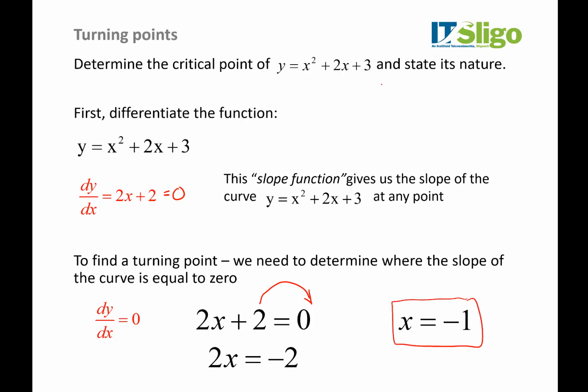So what this tells us, guys, is somewhere along this line where x is equal to minus 1, our turning point is going to be. But we don't know exactly where yet, but we know it's somewhere where x is equal to minus 1. We want to find the y location. What's the y coordinate? So to find the y coordinate, we substitute our x value back into the original function because it tells us what y is equal to.